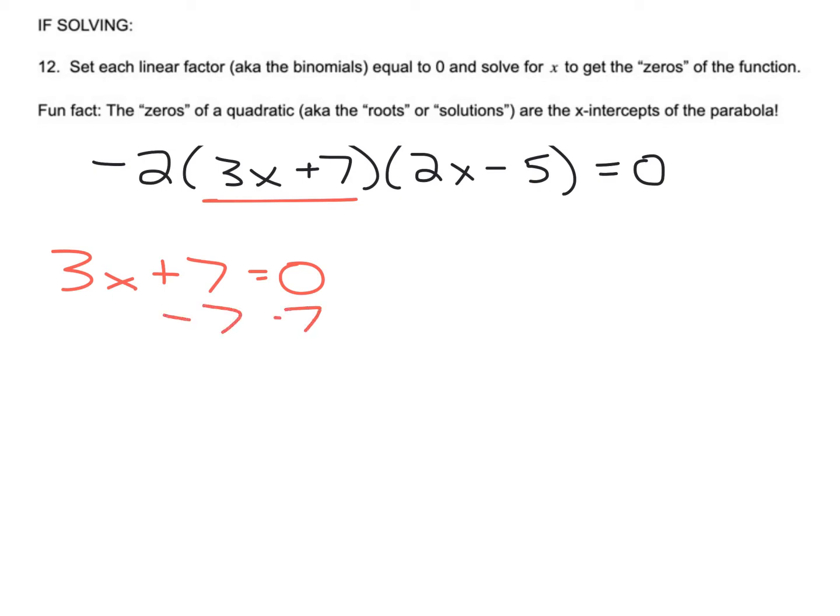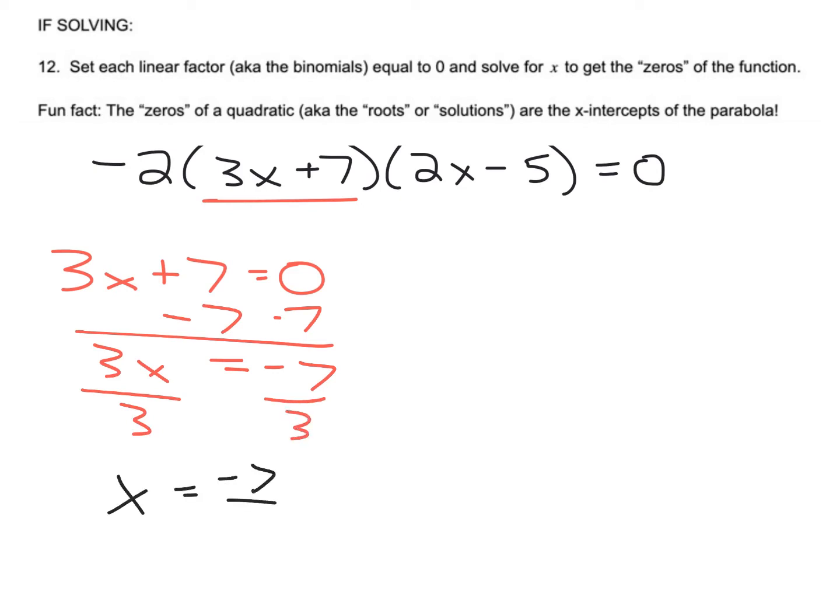I'm going to do it the quick and sloppy way. Divide both sides by 3. And what you get is x equals negative 7/3, also known as x is equal to negative 2 1/3, somewhere between negative 2 and negative 3.